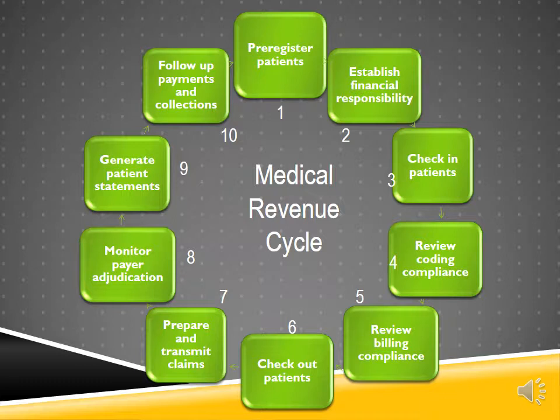Step 9 of the revenue cycle encompasses sending statements to our patients for payment on their portion of the bill. If necessary, administrative staff might need to follow up with payers and patients and even pursue collection efforts if the bill is long overdue. So, very briefly, this is the medical revenue cycle.